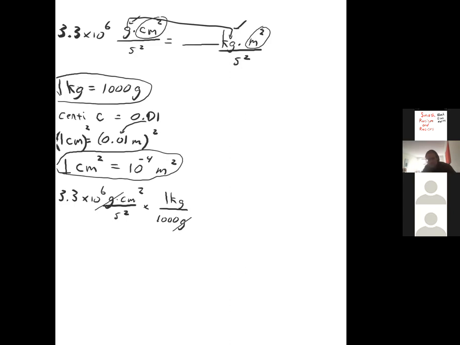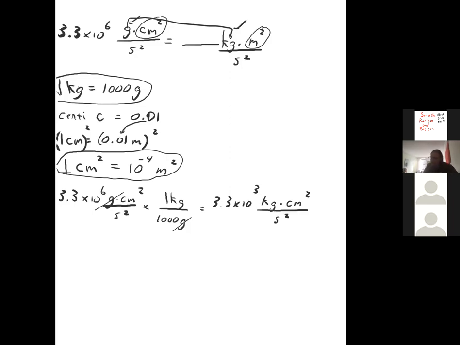So we're going to divide it by 1,000. When you take 10 to the 6 and you divide it by 1,000, that's going to knock the 6 down 3. So 6 will go down to 3. So now you'll have 3.3 times 10 to the 3, right? Because you're dividing 10 to the 6 by 10 to the 3. And then now we're going to have kilograms times centimeter squared over second squared.